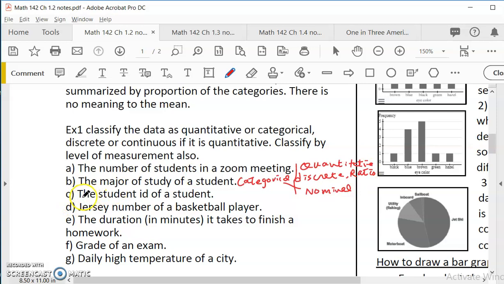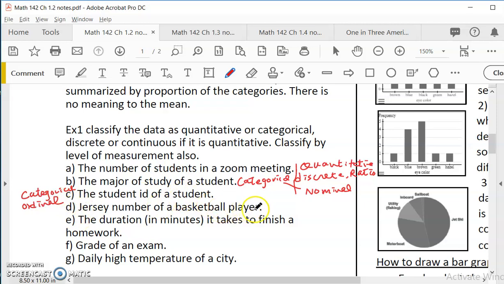C, student ID. Student ID, we talked about this before. Student ID is a name, so it's categorical. Although it's a number, it's just naming someone. It does not measure anything. So we don't have to talk about discrete or continuous, but we do want to talk about level of measurement. Can we order that? Yes, we can order it. So it's ordinal level.